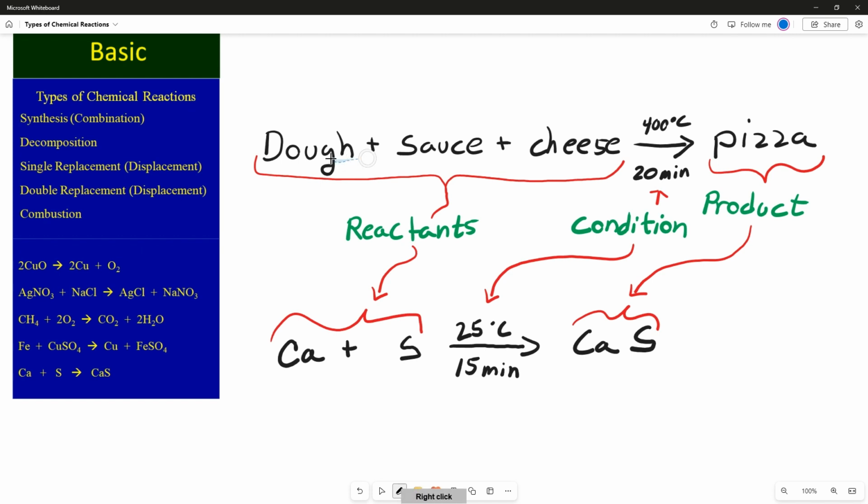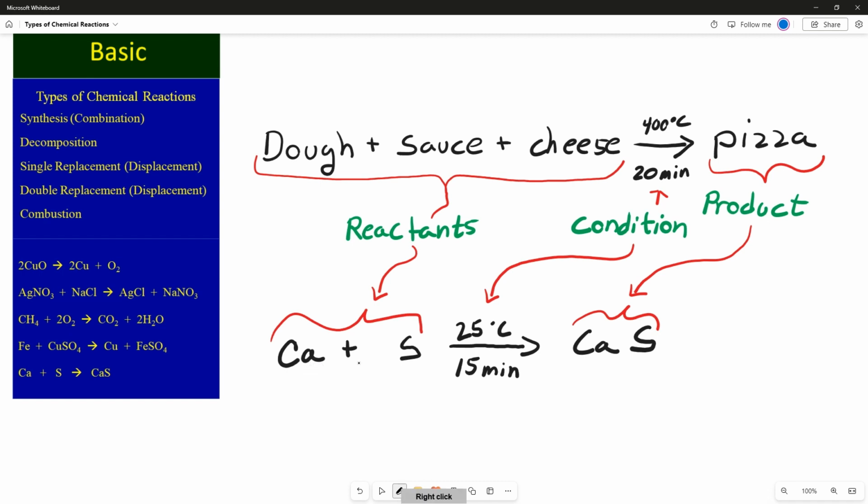So up top here, I have a recipe written out. You have your ingredients or your starting materials, your dough, sauce, and cheese. And then you have your conditions, which would be 400 degrees Celsius for 20 minutes. And then you get your product, which is a pizza. Well, you have your reactants, your conditions, and your product. It's the exact same thing for a chemical reaction.